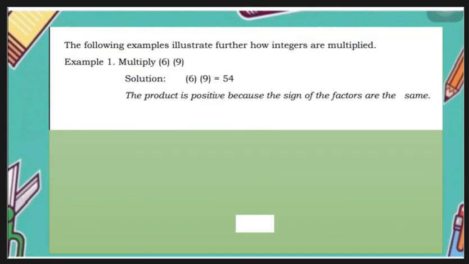So, the following example illustrates further how integers are multiplied. Example, 6 times 9. So we have 6 multiplied to 9. So we have 54. The product is positive because the sign of the factors are the same. Same positive, therefore 54.